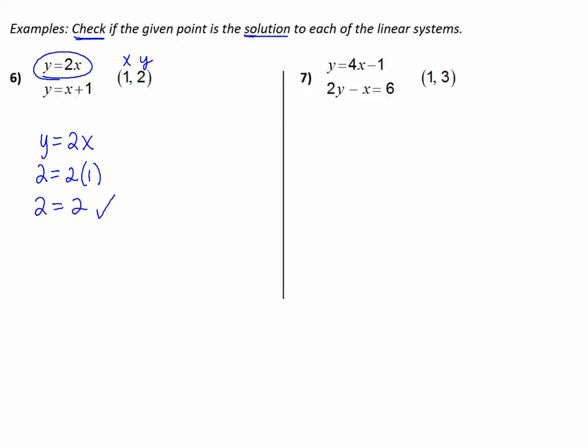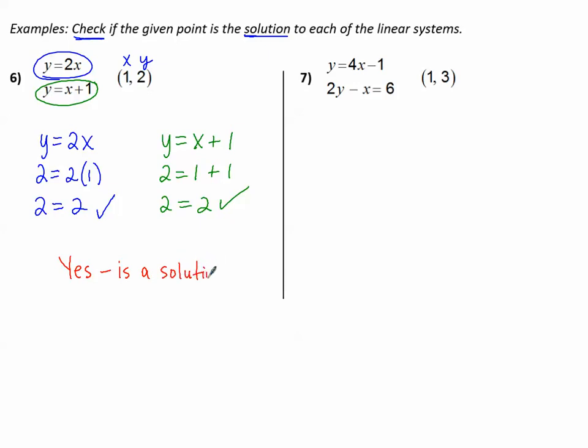Now we need to check the second equation. Y equals x plus 1. Y is 2 and x is 1. 1 plus 1 is 2 and 2 does equal 2. Both of these are true, meaning the point satisfies both equations, so yes, this is a solution to the system of equations. Let's look at the second one.